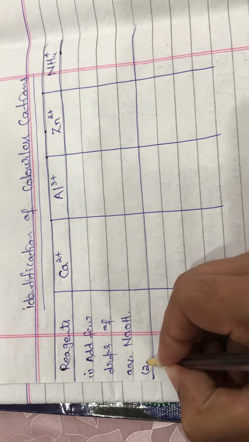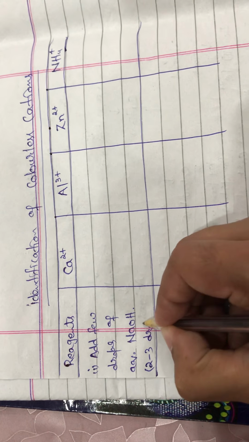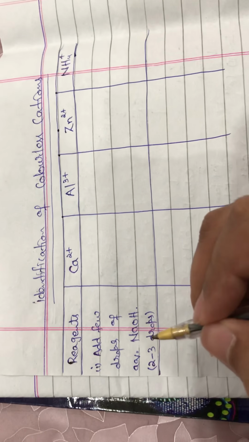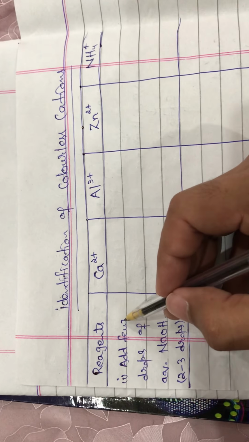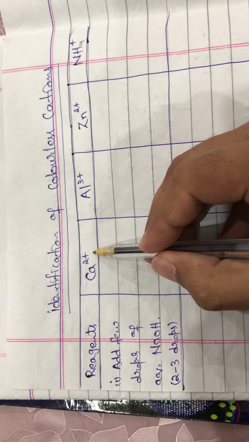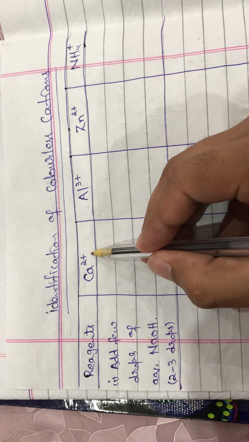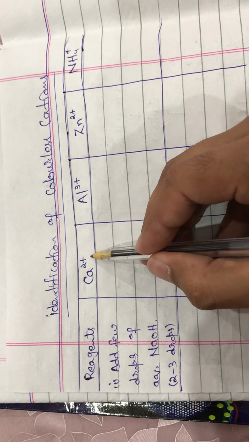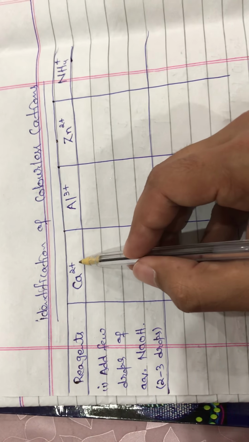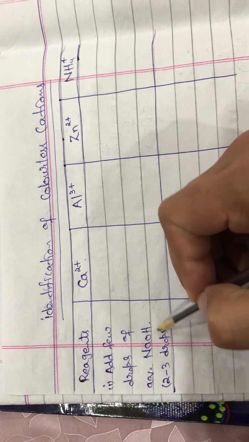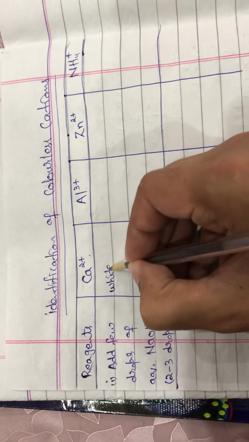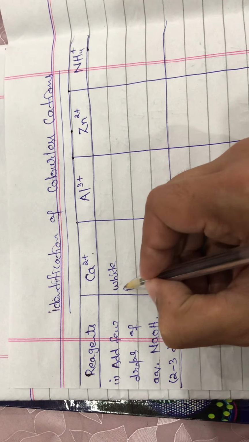Means 2 to 3 drops or 1 to 2 drops. When we add a few drops of aqueous sodium hydroxide to an aqueous solution of calcium ion, means a calcium salt, what we will observe is that a white precipitate will be produced.